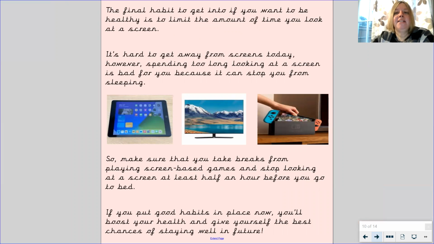The final habit to get into if you want to be healthy is to limit the amount of time you look at a screen. It's hard to get away from screens today. However, spending too long looking at a screen is bad for you because it can stop you from sleeping. So make sure that you take breaks from playing screen-based games and stop looking at a screen at least half an hour before you go to bed. If you put good habits in place now, you'll boost your health and give yourself the best chances of staying well in the future.